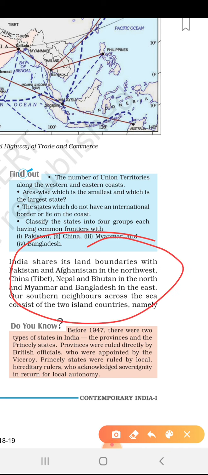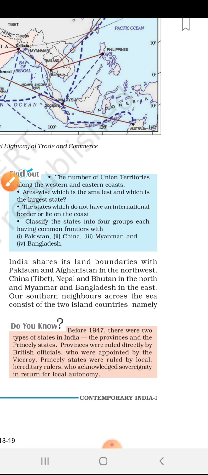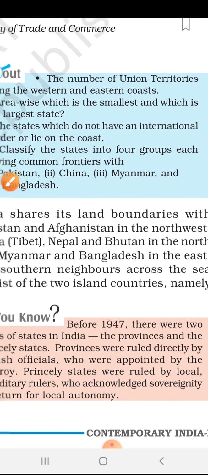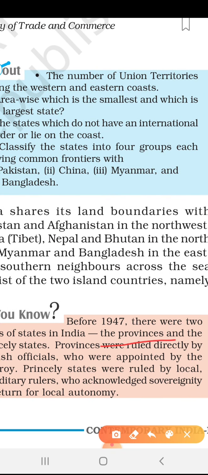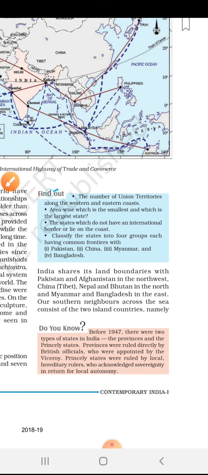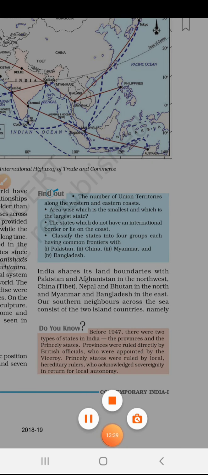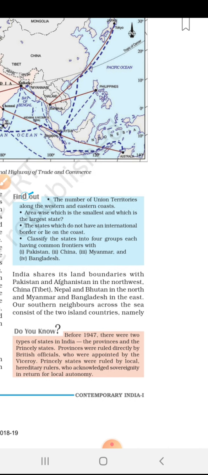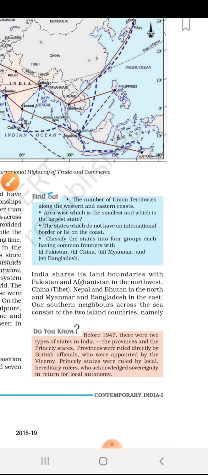Now, this is a very important question. Before 1947, there were two kinds of states in India: the provinces and the princely states. Provinces were ruled directly by British officials who were appointed by the viceroy, and princely states were ruled by local hereditary rulers who acknowledged sovereignty in return for local autonomy. So this you must remember.